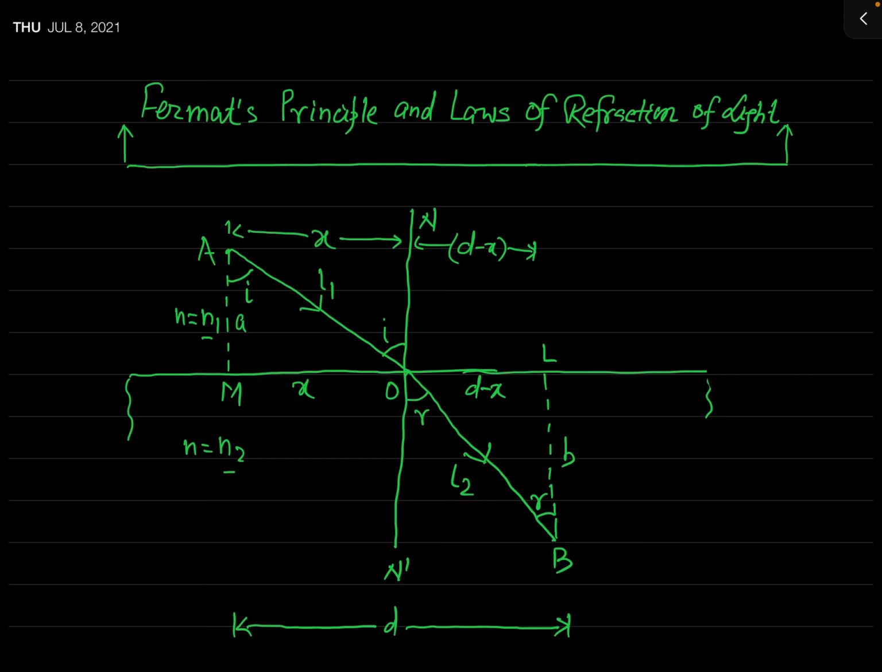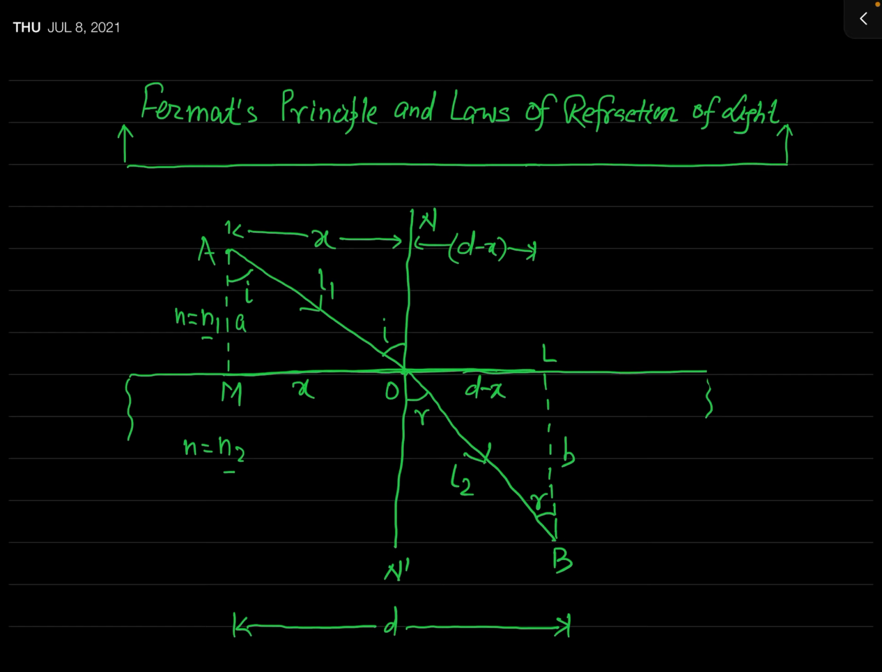Now consider a light ray starts moving from point A to point B, but it moves from A to B via O. This point O lies on a surface ML, you can see in this figure, and this surface ML separates the two media. So point O lies on this interface. And I have drawn a normal NN prime, you can see in this figure, at the point O.